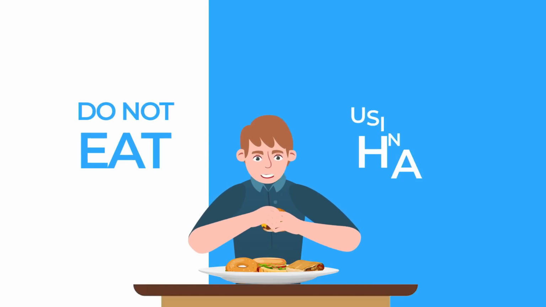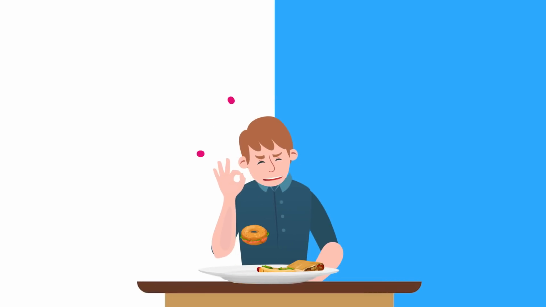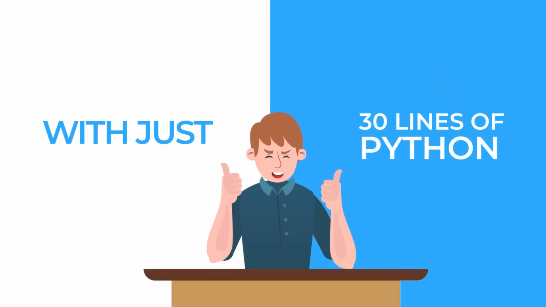Do not eat using your hand or using a spoon. Rather, eat automatically with just 30 lines of Python. And if you watch till the end of this video, you will see the craziest thing of your life where I would be just opening my mouth and food, drinks would be automatically coming to my mouth. And this crazy thing is done with just 30 simple lines of Python. So let's get it started.